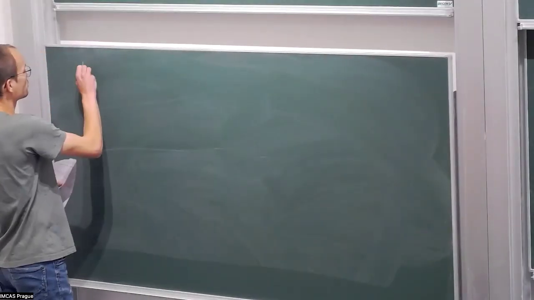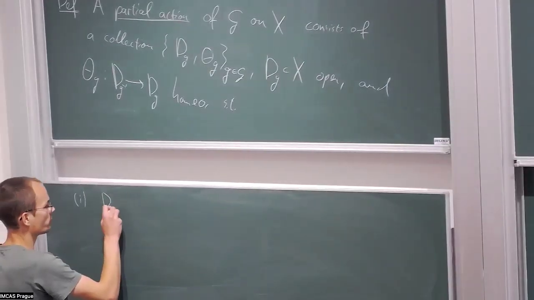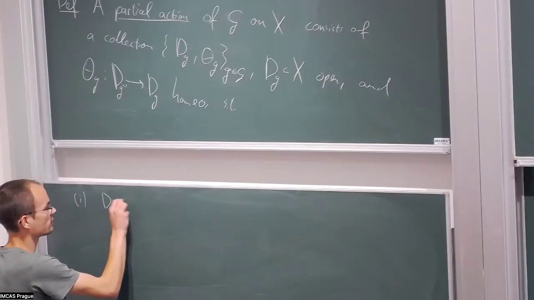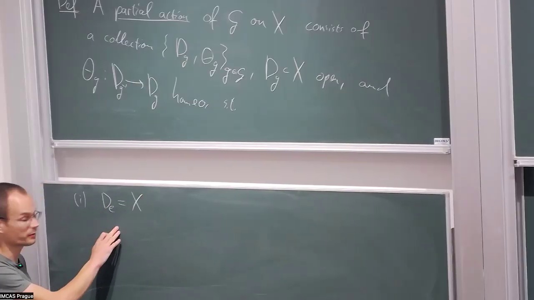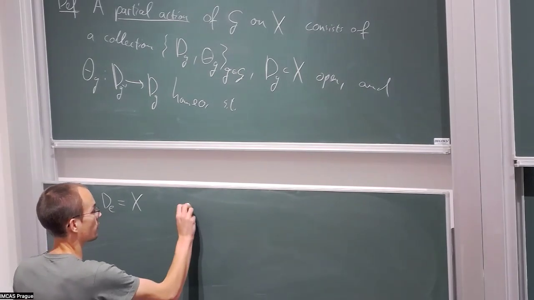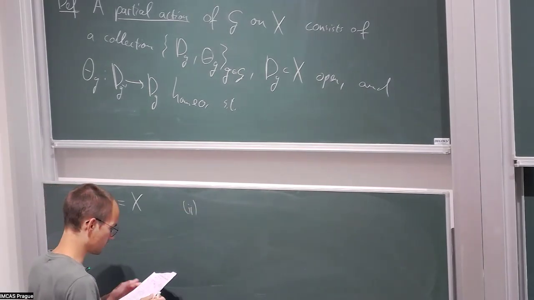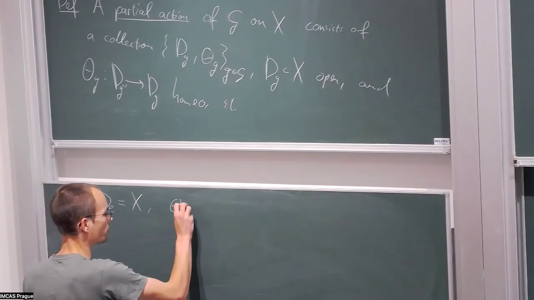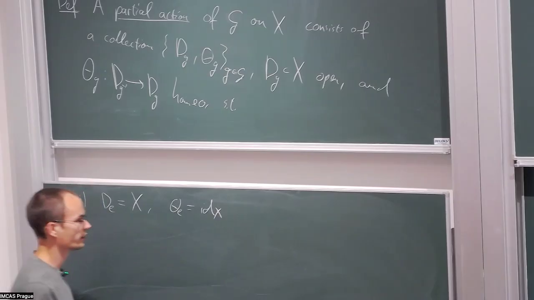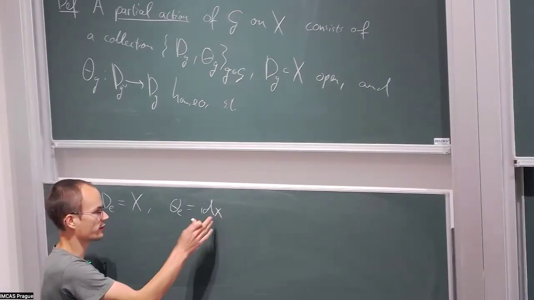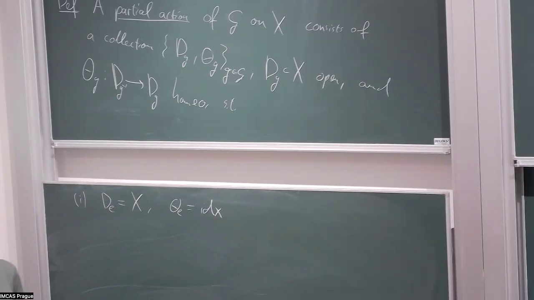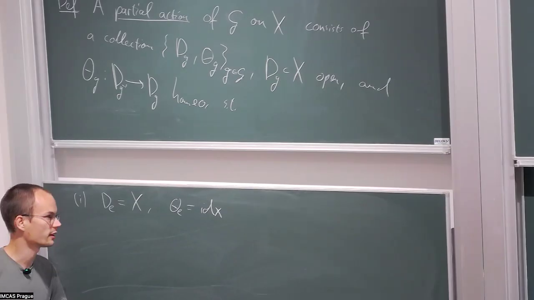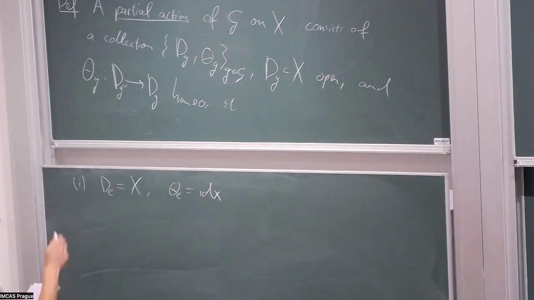So firstly, we want the domain of the identity of the group to be the entire space. And secondly, we want the associated homeomorphism to be the identity. So I guess that makes sense. The identity of the group should just do nothing, and it can do nothing on the entire space.